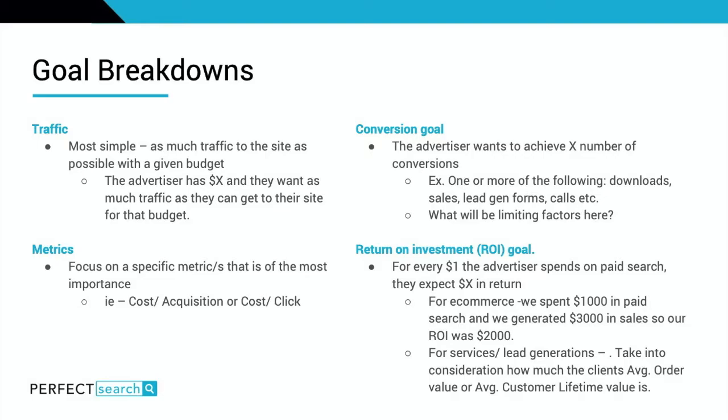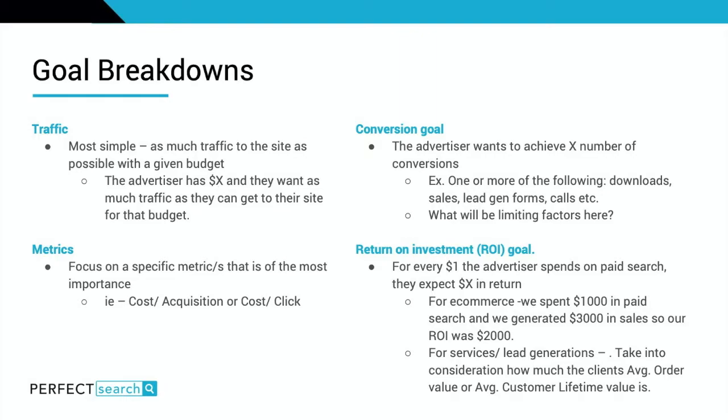Additionally, we'll also see a conversion volume goal. So the advertiser wants to achieve X number of conversions in a given time frame. For example, in a given month, they want 1,000 leads, whatever it might be. It might be orders. They want 100 orders per month. Again, we see this vary quite a bit by client and by industry, but lots of times clients do have some sort of conversion volume goal in mind as well.